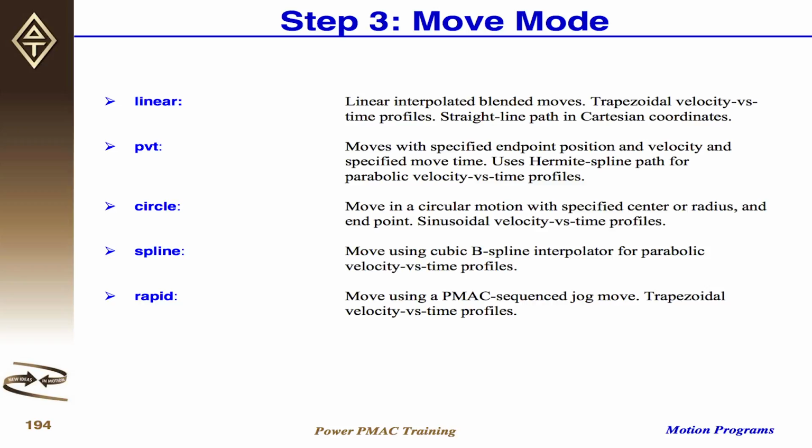Circle mode is for drawing arcs or circles and uses an algorithm very similar to linear mode. Subsequent circle modes will be blended together at the inside of points also. Spline mode uses a cubic B-spline and also produces a parabolic velocity versus time profile, much like PVT, but is programmed in a different manner. And the last mode is rapid. This is literally just a jog move, but with an axis name instead of a motor name, and also produces a trapezoidal velocity versus time profile.